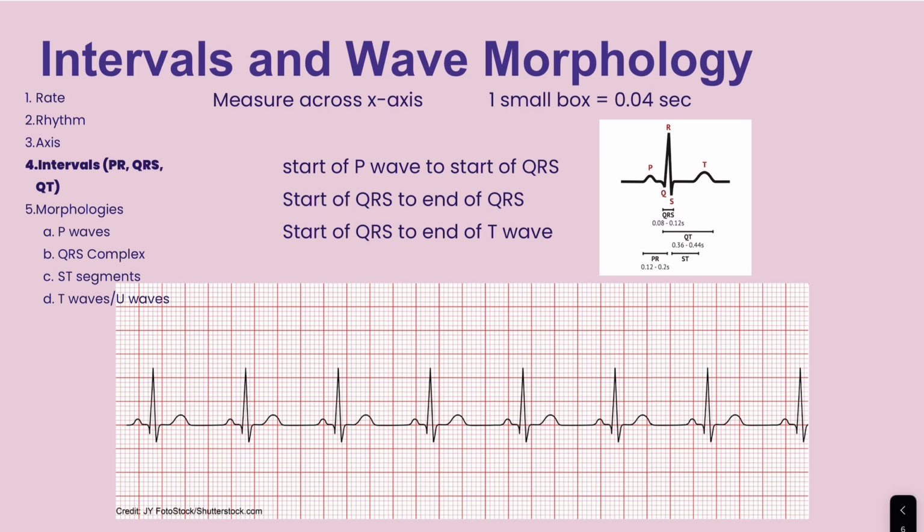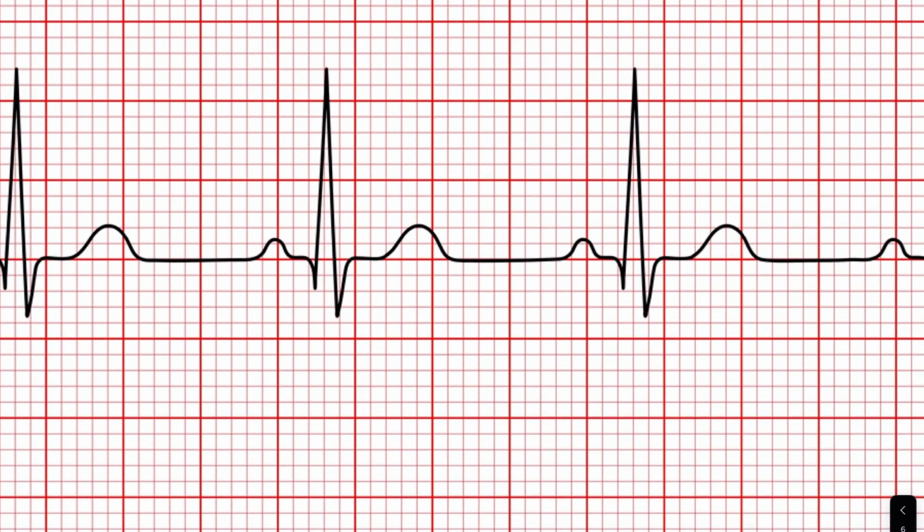Then we have our intervals. Intervals we measure across the x-axis. So let's go ahead and start with our PR interval. All right, so PR interval starts at the start of the P wave and ends at the start of the QRS complex. So if we zoom in here, we start at the start of the P wave and we end at the start of the QRS complex, and we count in between.